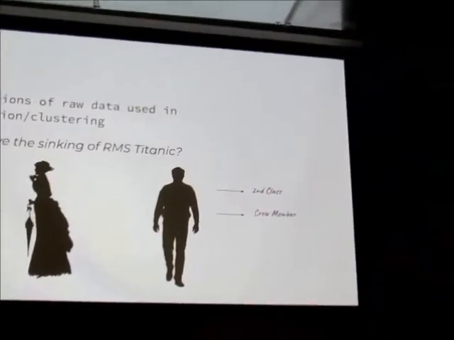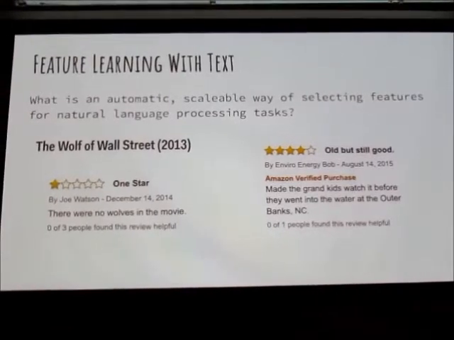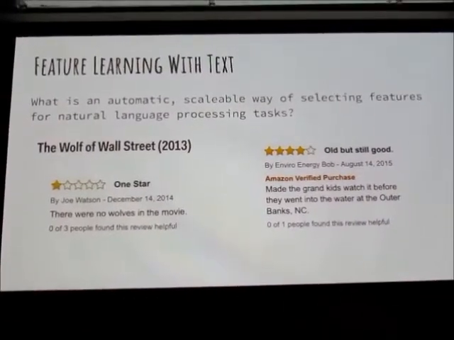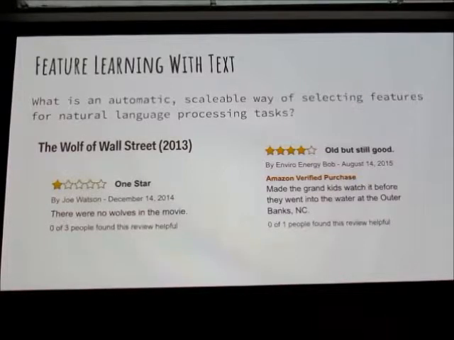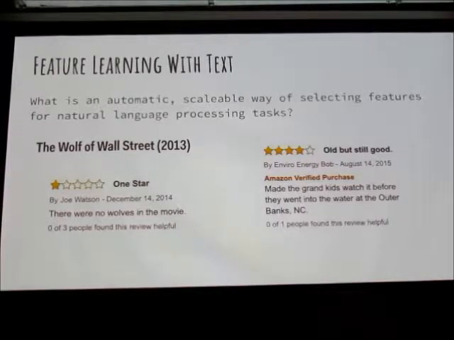But what happens when we start working with textual data? How do we do feature learning with text? Textual data, if you ever work with it, is very dense, information-rich, and very high in dimensions. And it's very hard to do feature learning in a way that will embody the essence of this text.